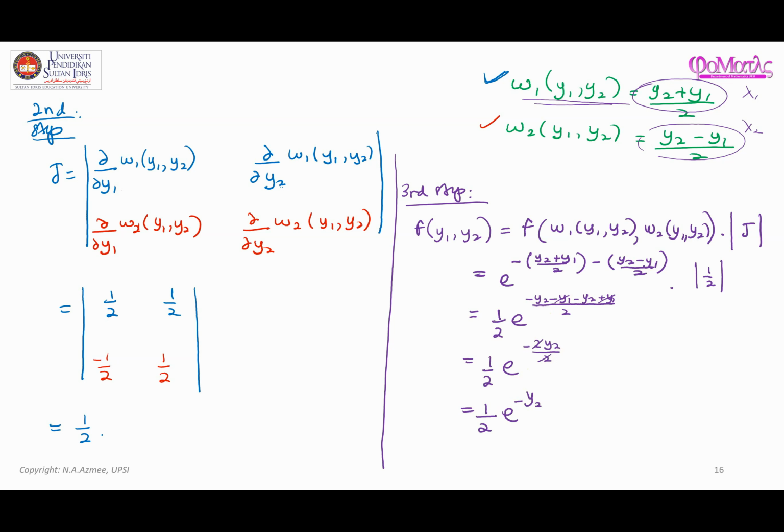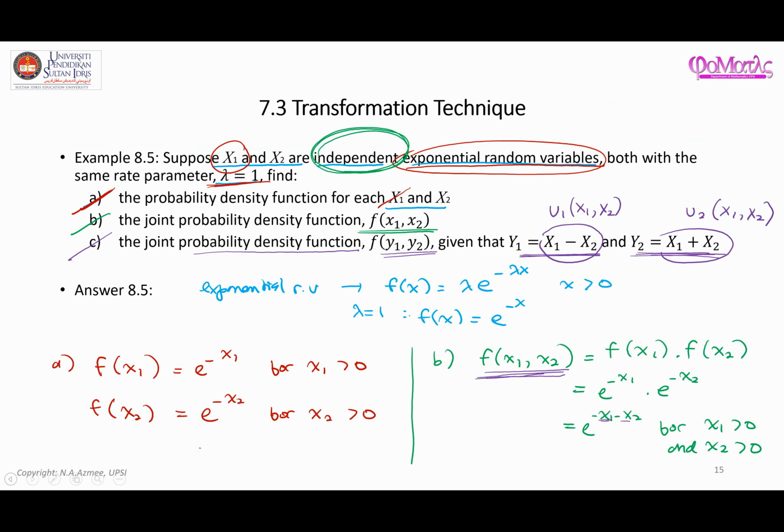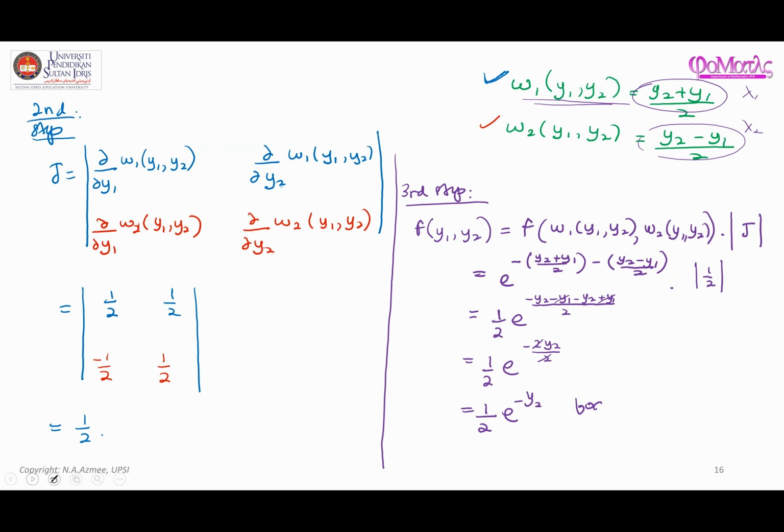We know that this one is for x1 greater than 0 and x2 greater than 0. Therefore, for this one here, we're going to have y2 plus y1 over 2 greater than 0 and y2 minus y1 over 2 greater than 0. So that's the answer. This is the joint PDF for the two random variables y1 and y2.